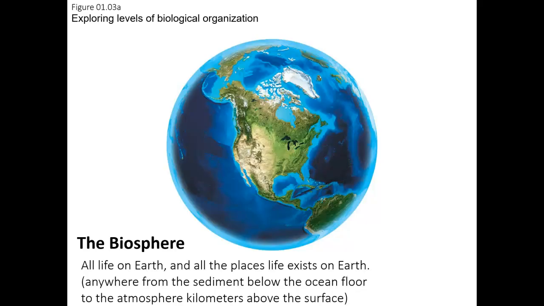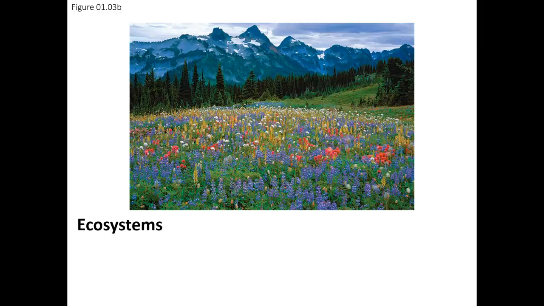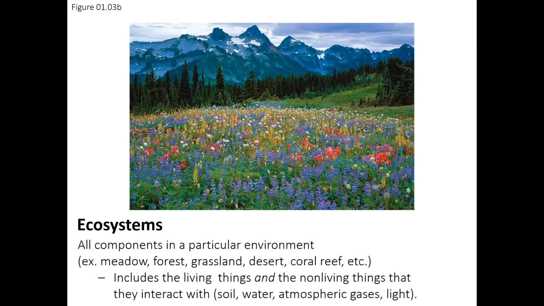This includes mice and the land mice live on. It includes the hawk and the air where that hawk flies. It includes sharks and the water it swims in. It includes bacteria and the soil it lives on, and so on. From the biosphere, we can zoom in to find ecosystems. These include all the living and non-living things in a particular environment. There are many types of ecosystems like rainforests and deserts.